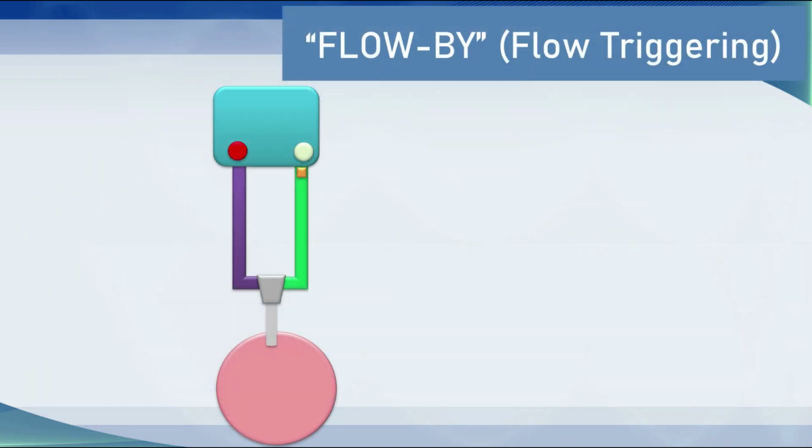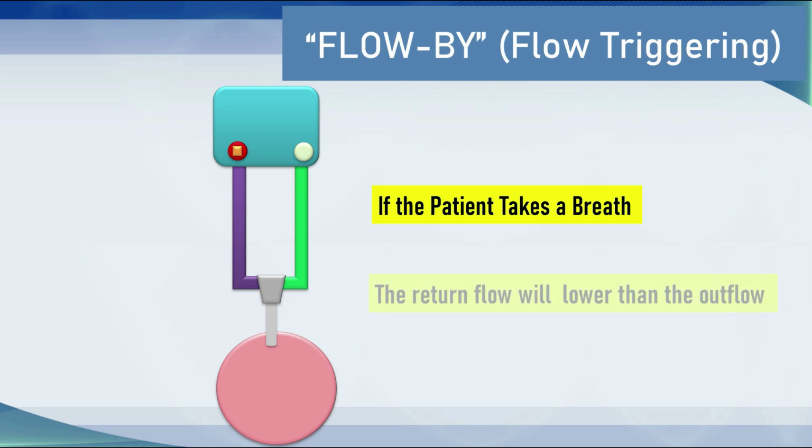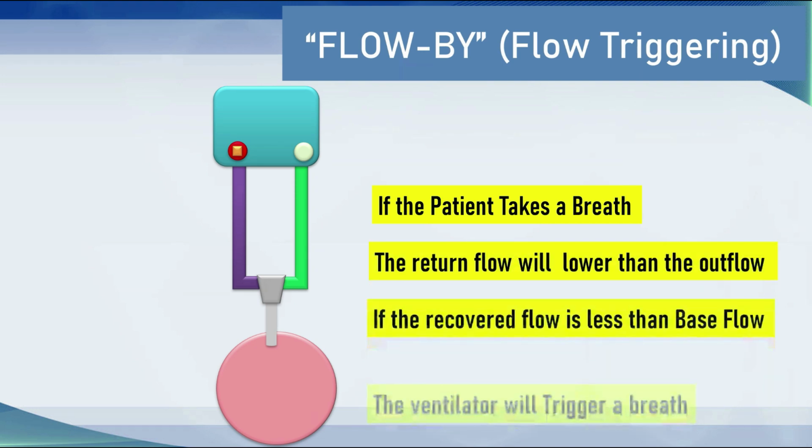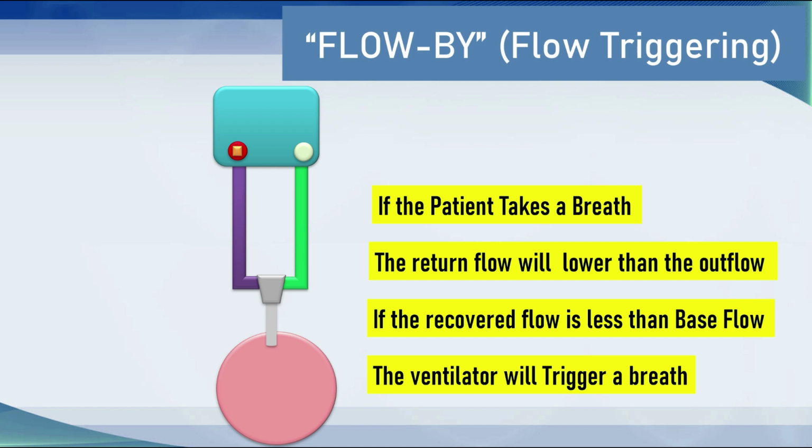Now, how flow by works is that the patient takes a breath, and that flow that's going through the system is detected by the ventilator. So the return flow is lower than the outflow. And if the recovered flow is less than the base flow, then the ventilator will trigger a breath.